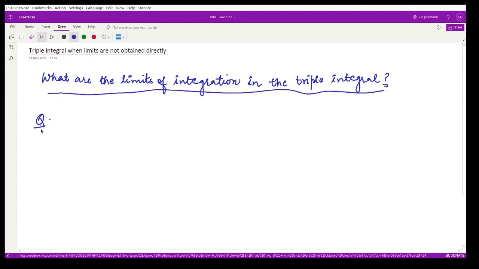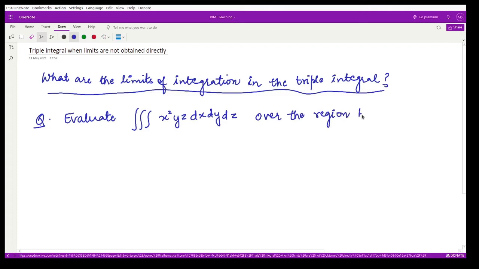So the question is, you have to evaluate this triple integral of the function x square y z dx, dy and dz over the region bounded by x is equal to 0, y is equal to 0, z is equal to 0 and the plane x plus y plus z is equal to 1. This plane and these three planes.